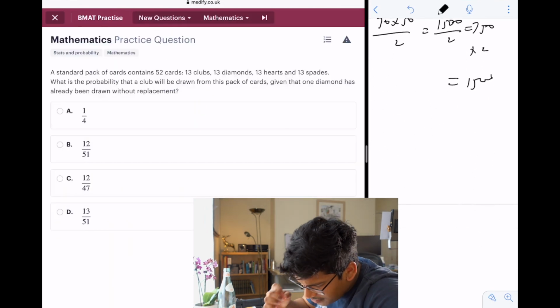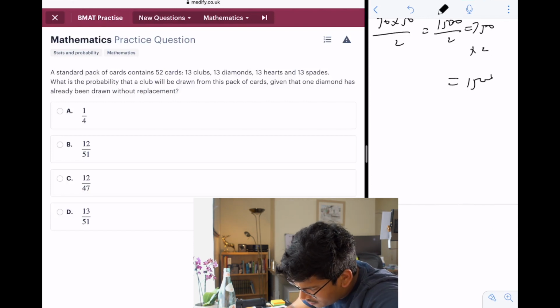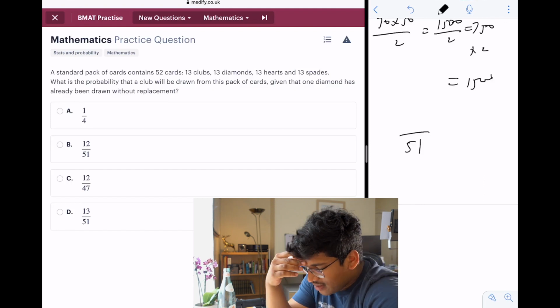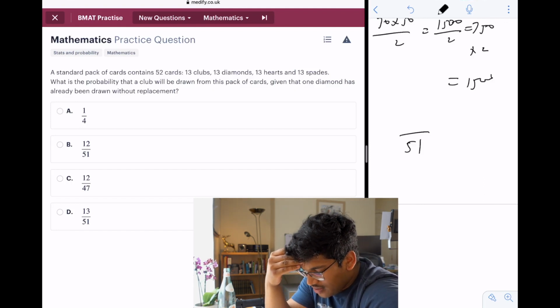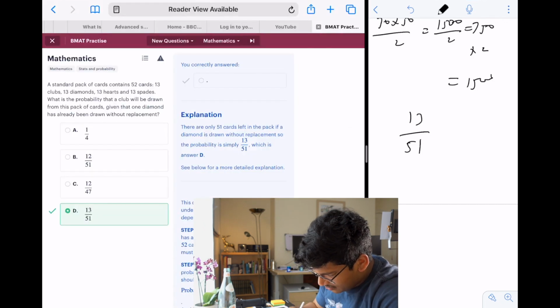Nice. A standard pack of cards contains 52 cards. Probability that a club will be drawn from this pack, given that one diamond has already been drawn without replacement. So if one diamond has been drawn without replacement, that's going to be 51. So that's 13 out of 51. Come on, that's an easy question. Cool.